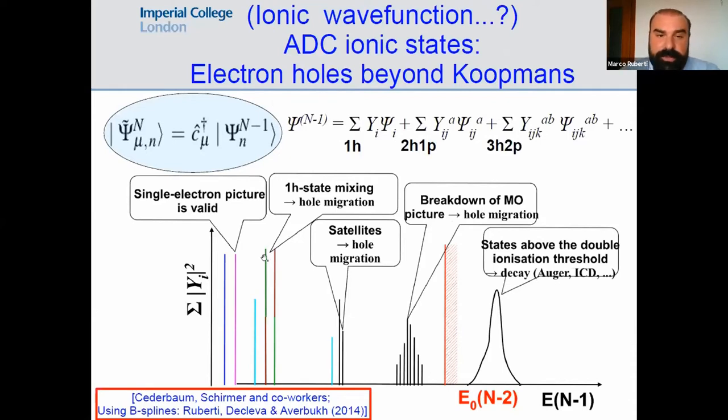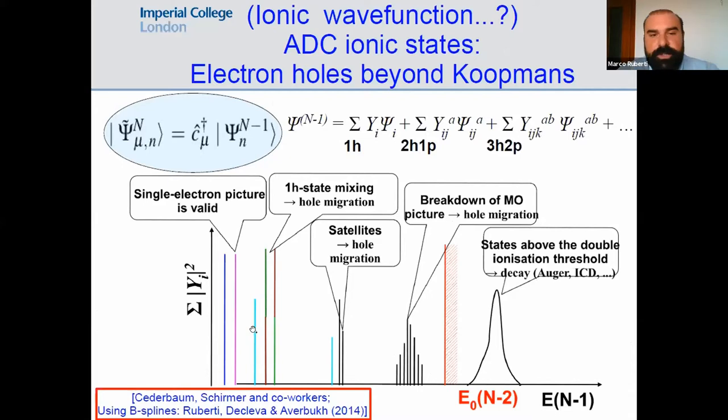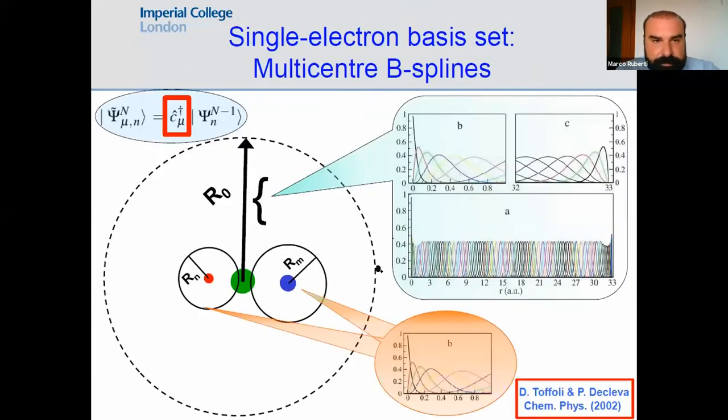And this allows us to describe quite accurately both the outer valence energy region, where we know that the states of the ion are mainly described by a one-hole configuration, so we are in the Koopmans limit, and the states that we find as we get closer to the double ionization threshold of the system, where we start to find satellite structure and eventually the complete breakdown of the molecular orbital picture. So all these states are included in the simulations.